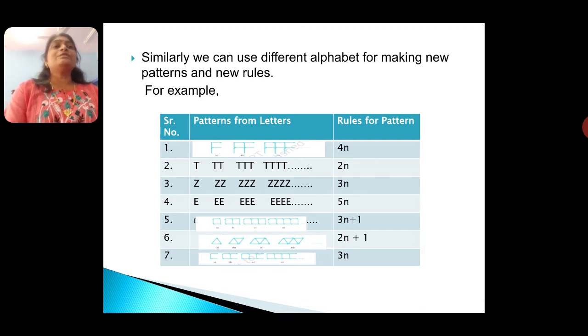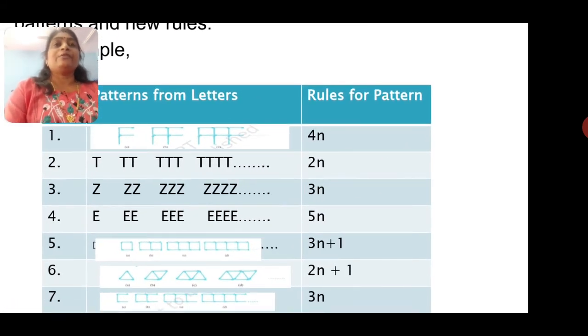Similarly, we can use different alphabets for making new patterns and new rules. For example, if we take English alphabet F, for making letter F, we can use 4 matchsticks. For one F pattern, number of matchsticks is equal to 4. If we take next one F next to first F, we get 2F pattern. For 2F pattern, number of matchsticks is 8. For 3F, 12. Therefore, the common rule for this pattern is 4N, where N is the number of F.